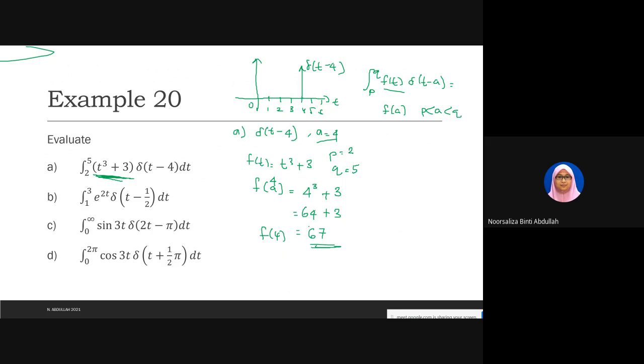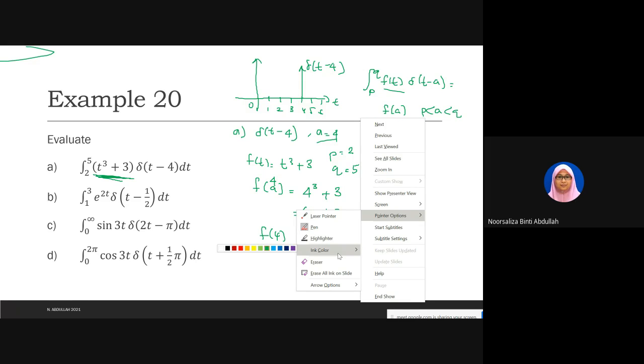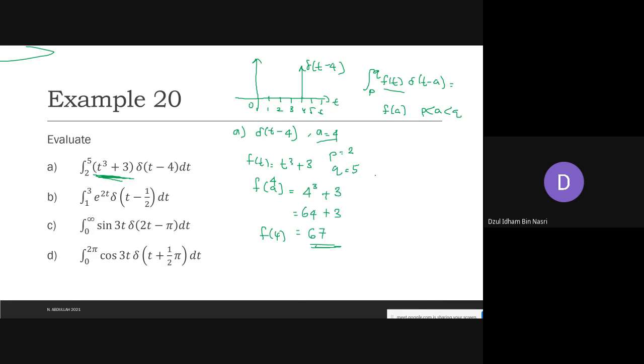Okay, next look at the second example. Second example is this one. Okay. What is your A? Apa nilai A kat sini? Negative 1 over 2. 1/2 je kot. Tak. A equals to 1 over 2. Setengah kan? Okay. And then FT?